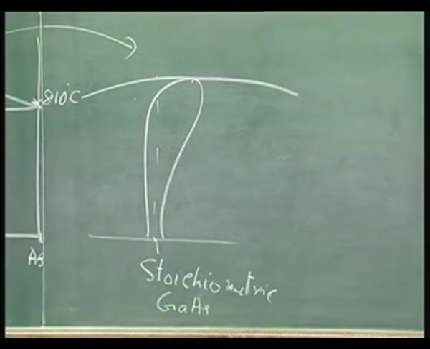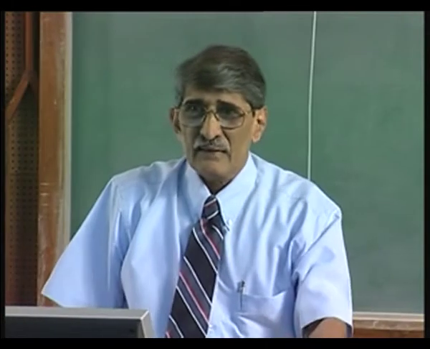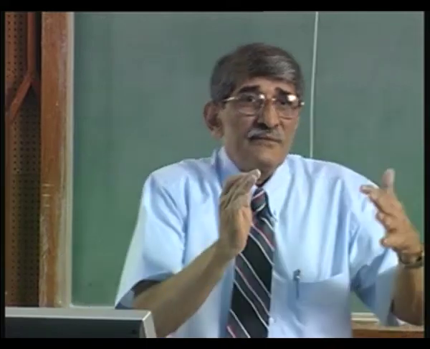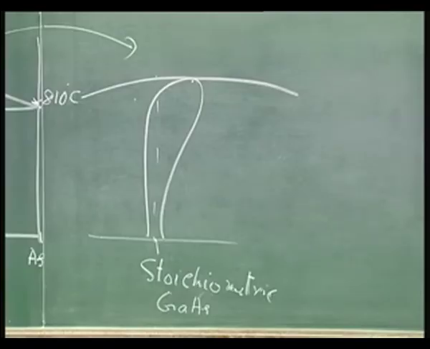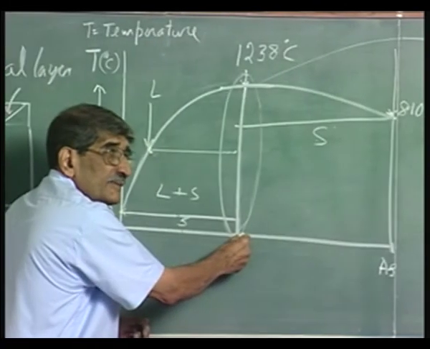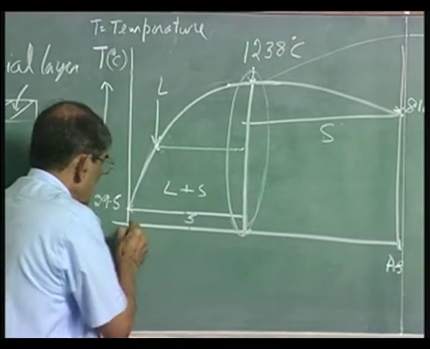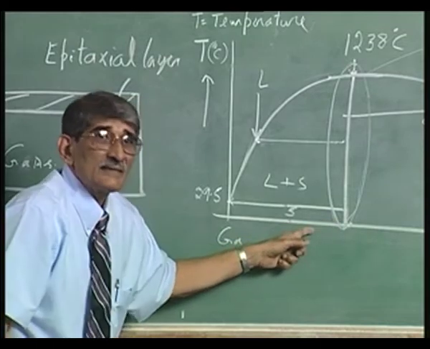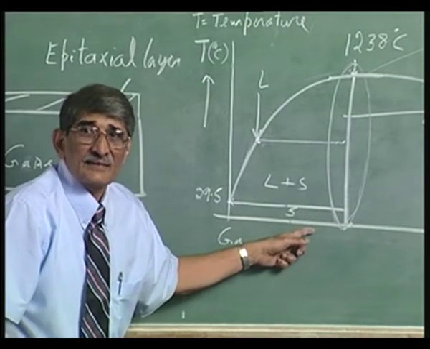Stoichiometric gallium arsenide means 50% gallium, 50% arsenic. That is how the stoichiometric is. If you come away from that, if I come down from this side, what happens? This is 50% gallium, 50% arsenic. At the extreme, 0 arsenic, full gallium. If I come here, it is gallium rich, arsenic deficient.